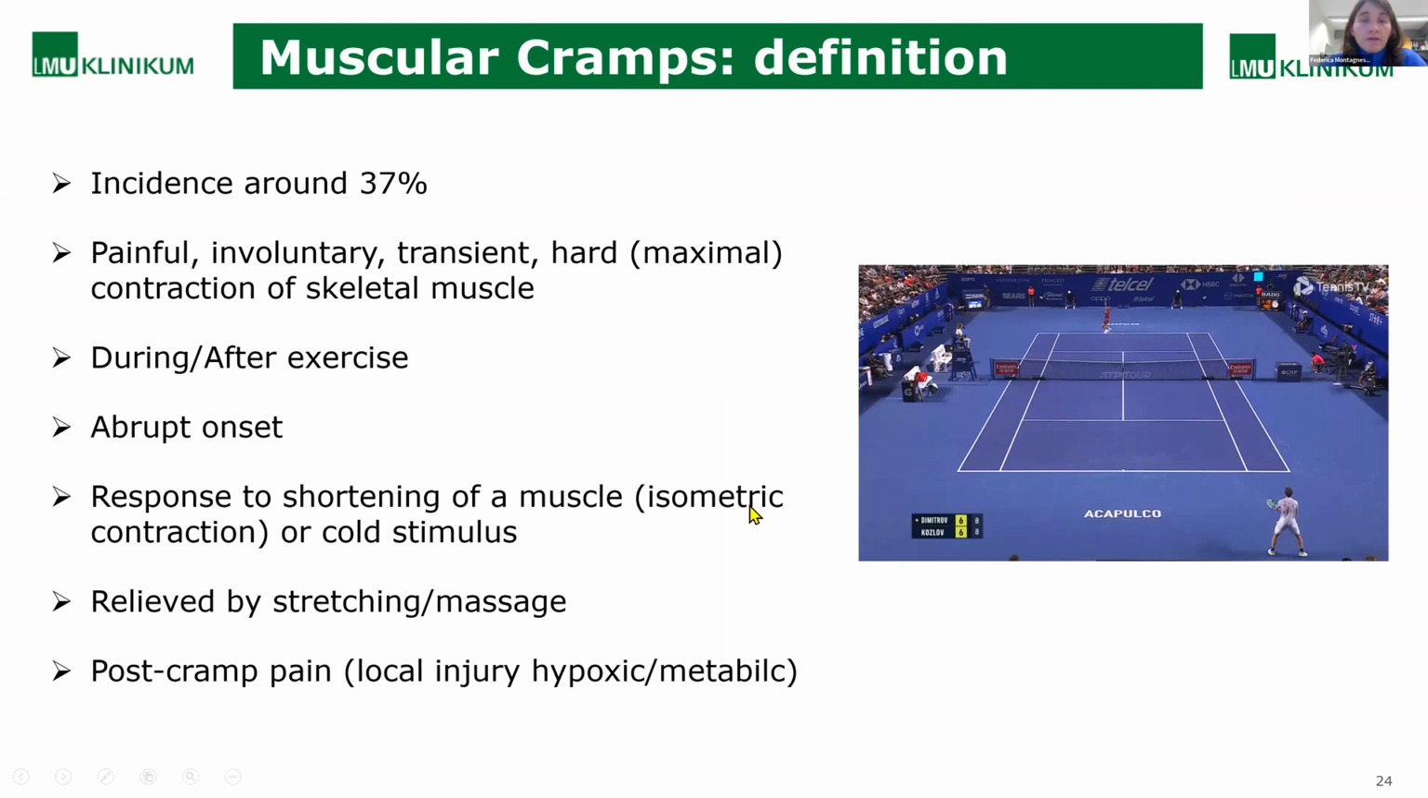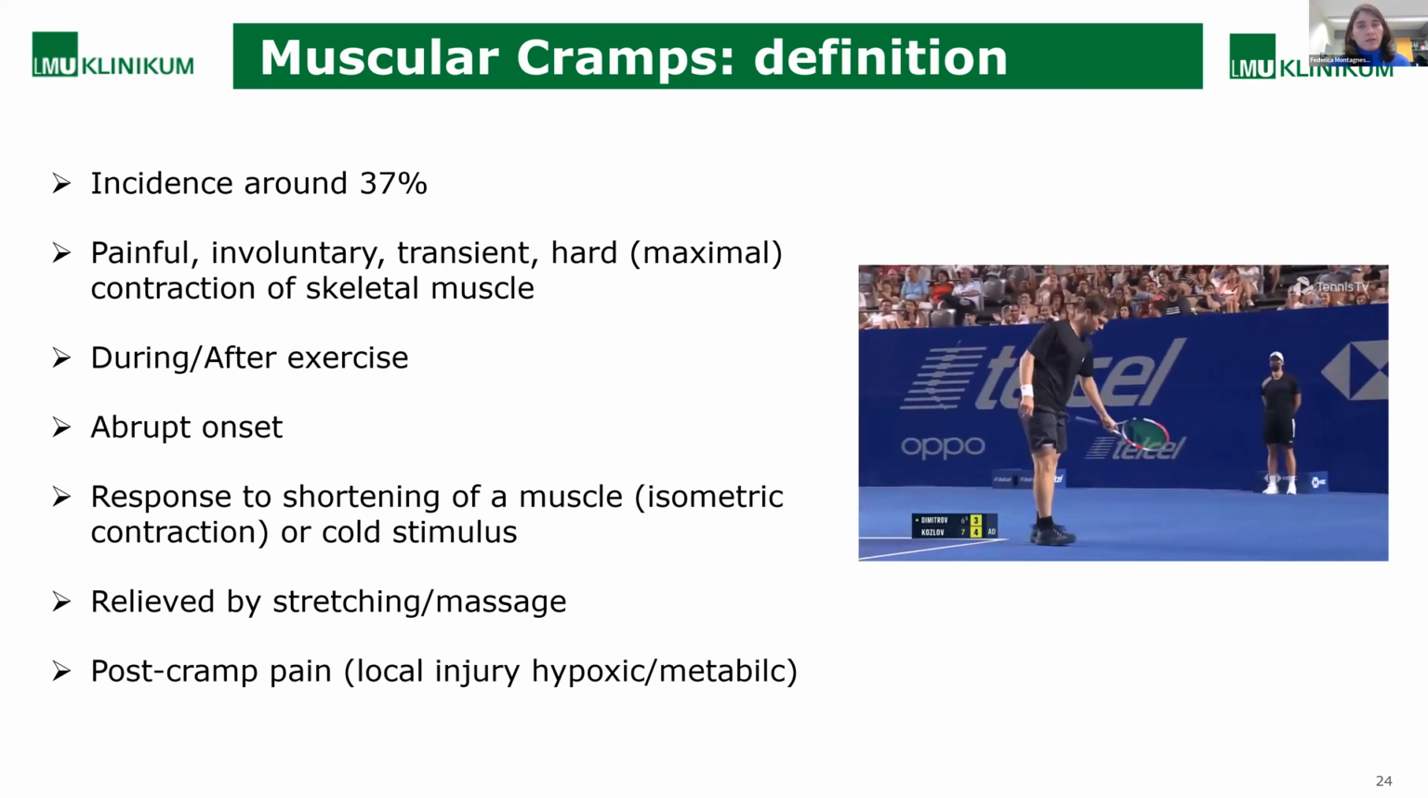I think this is one of the most common complaints in the neuromuscular outpatient clinic. There are some estimates with an incidence of about 37% in the general population, with occurrence increasing with age. And I think almost everybody has experienced cramps during intense exercise, as we see, for example, in this tennis match, where this tennis player is experiencing really intense bilateral cramping of his thighs.